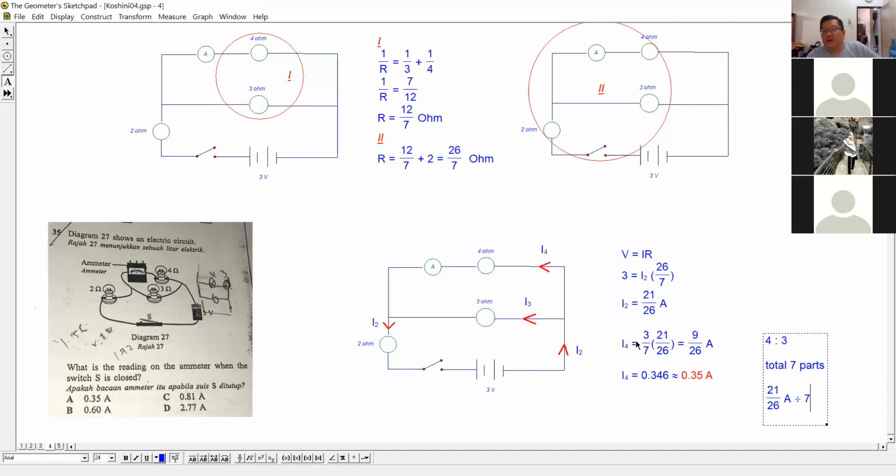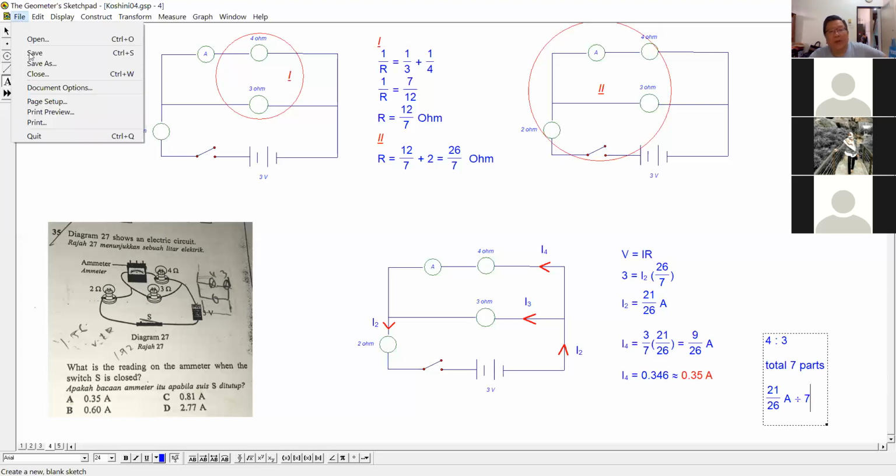Okay, now which current do you want? You want A, the ammeter is placed here. That means you want the current flowing through the 4 ohms, that is I4. So this I4 is only 3 parts of the 7 parts of 21 over 26. So it is 9 over 26, and if you use your calculator, 0.346. If you round off to 2 decimal places, it is 0.35 ampere. Answer is A.